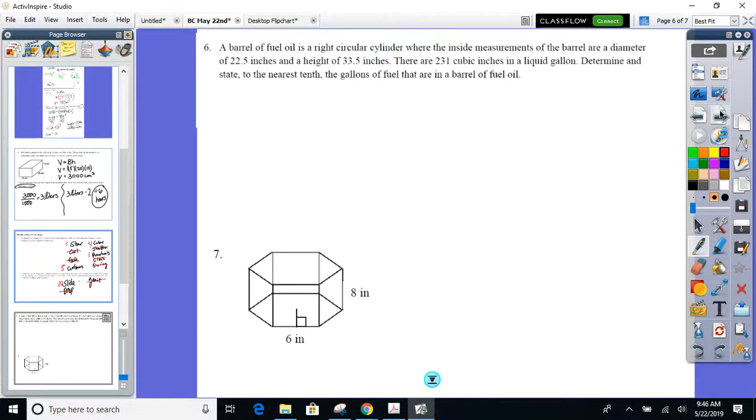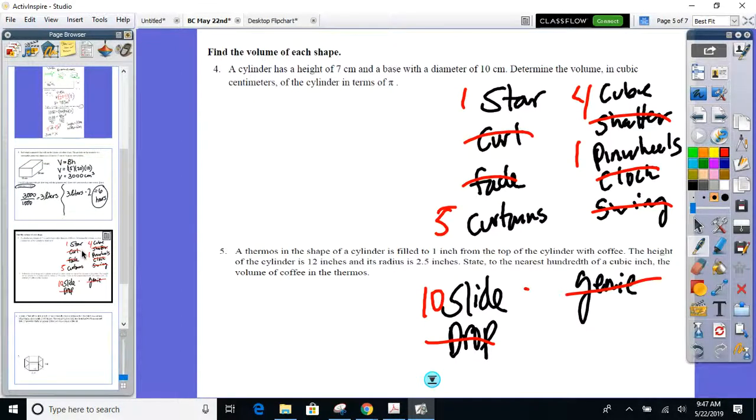Fade. The old fade. Sorry, everyone. Quizzing it tomorrow.